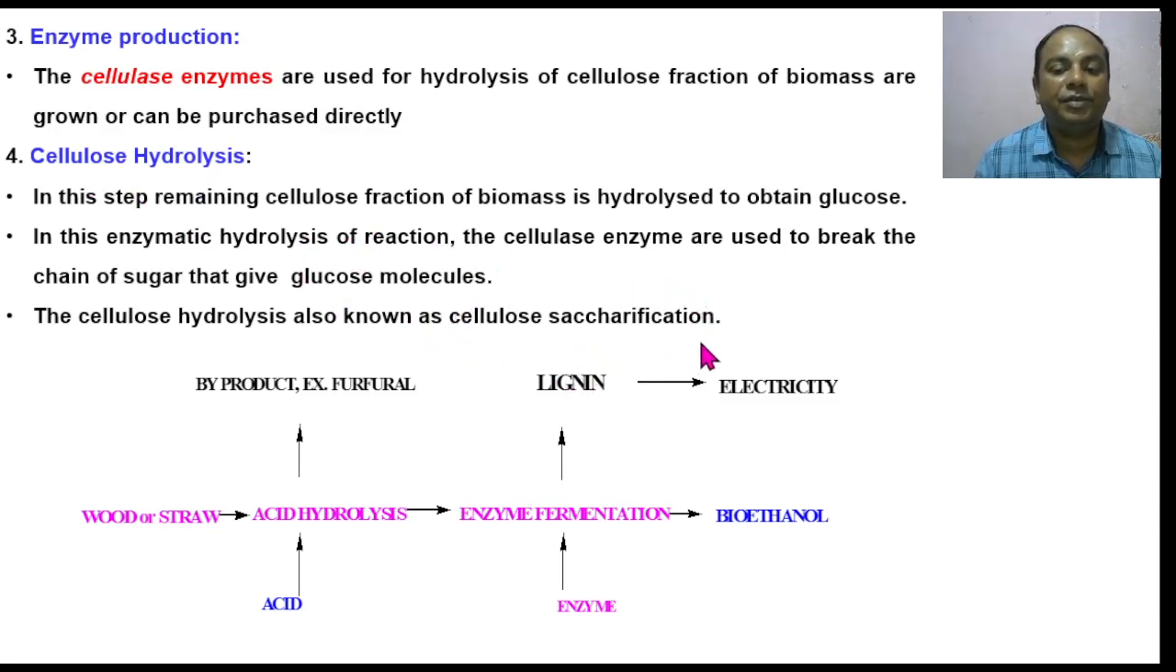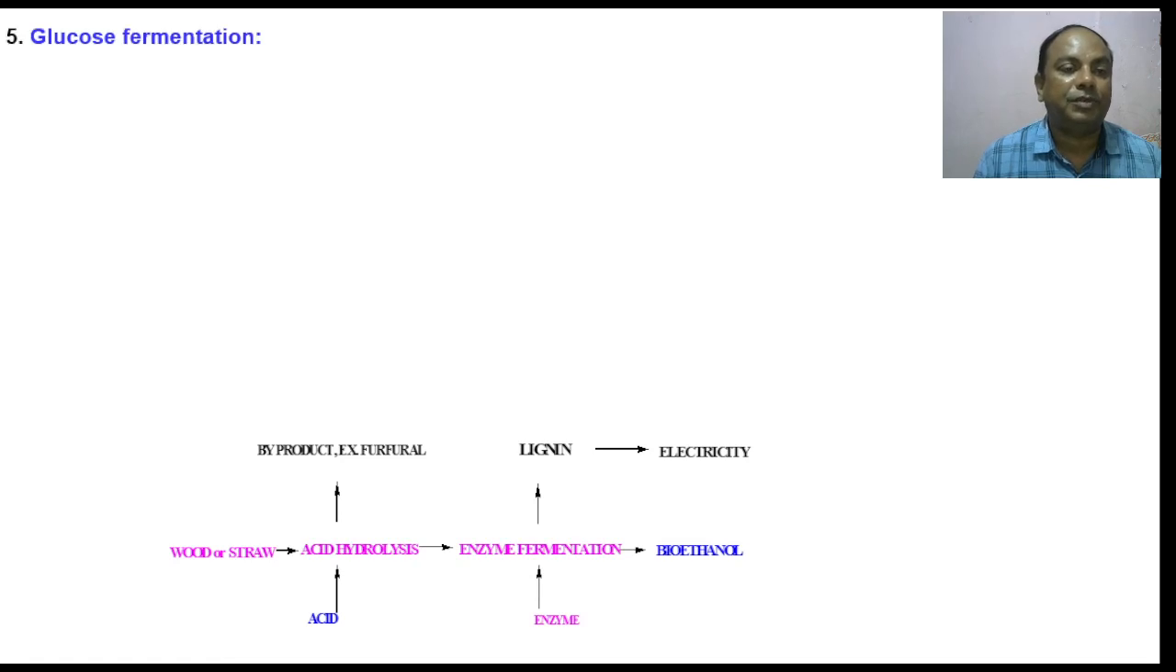Now, so far what we have done, we have hydrolyzed hemicellulose and cellulose. And what is the result? 5 carbon sugar and 6 carbon sugar are the result of the hydrolysis of hemicellulose and cellulose. Now we have got the simplest molecules. Now we shall go for the fermentation process, the next step, glucose fermentation.